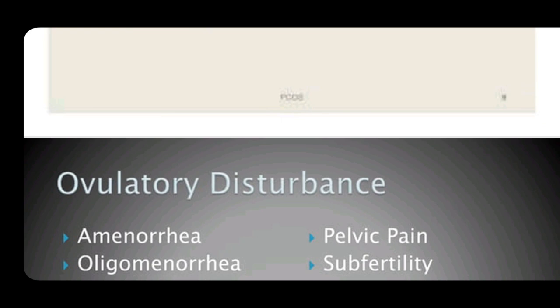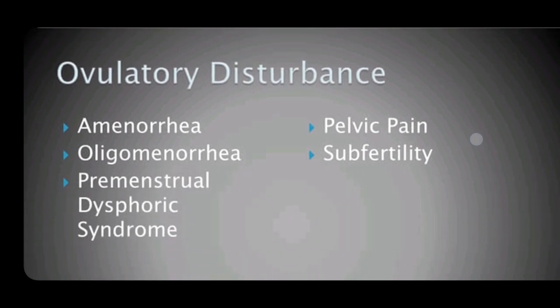The patient presents with several features of ovulatory dysfunction, that means amenorrhea, oligomenorrhea, premenstrual dysmorphic syndrome, pelvic pain, and subfertility.